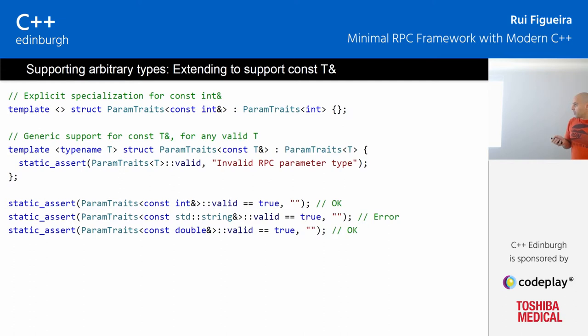You can specialize if you want. Typically if you allow a given T to be used, then most likely you also want to allow a const ref to be used. So you can easily specialize it. It just matches directly to the int, it's the same. Or even better, you can make a general specialization: for any valid T, so if T can be used for RPCs, any const T ref can be used for RPCs. Same checks. This now is valid. This doesn't compile, we haven't dealt with strings yet. And this is also valid.